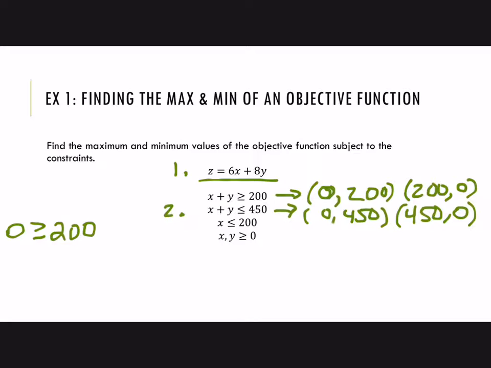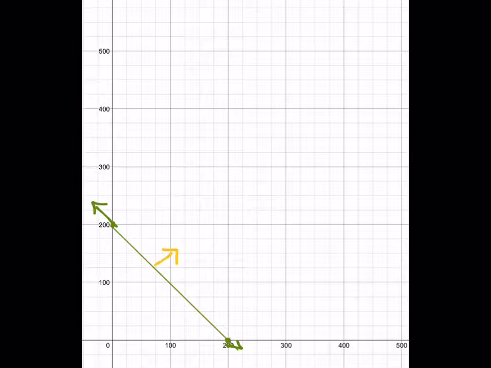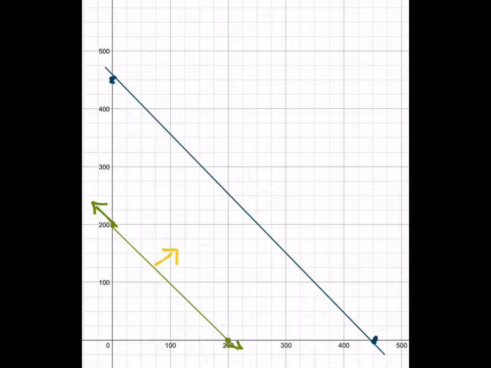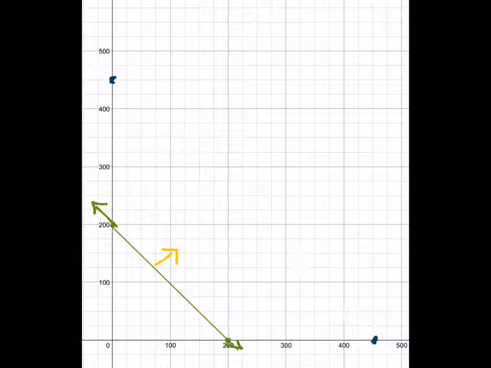The second one, x plus y is less than or equal to 450. The intercepts are at 450 on each axis. And that's here, and here, and then connect those with a line. That's a little bit off. Let me try that again.